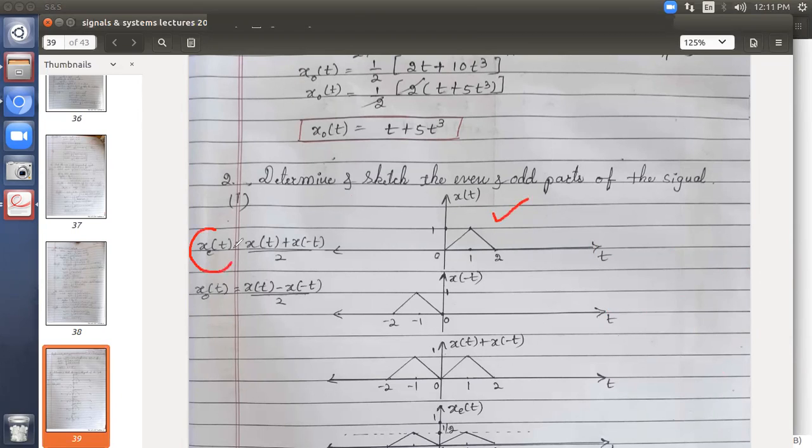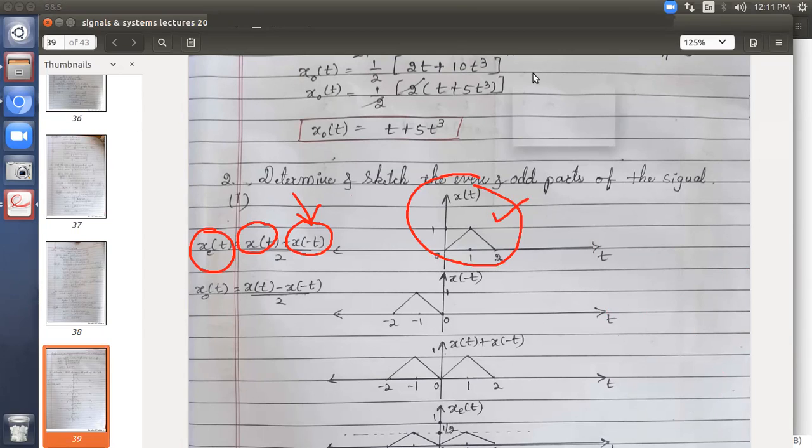Let's start finding the even part. As the equation says, we need to add x of t and x of minus t. So for that, let's go for reflection. If I reflect the signal x of t, reflection means time reversing.